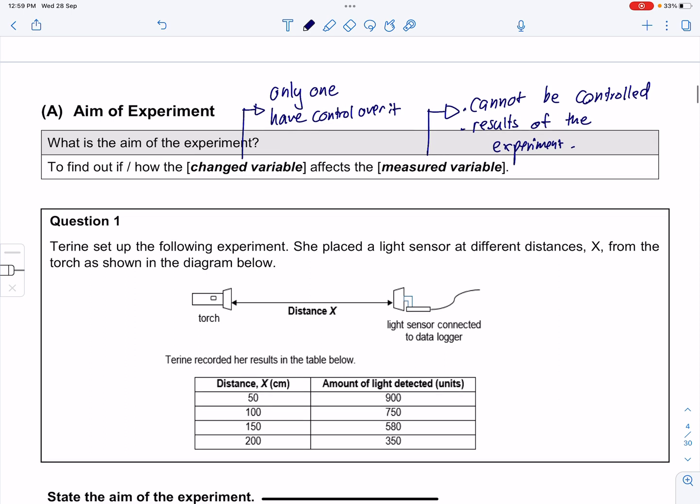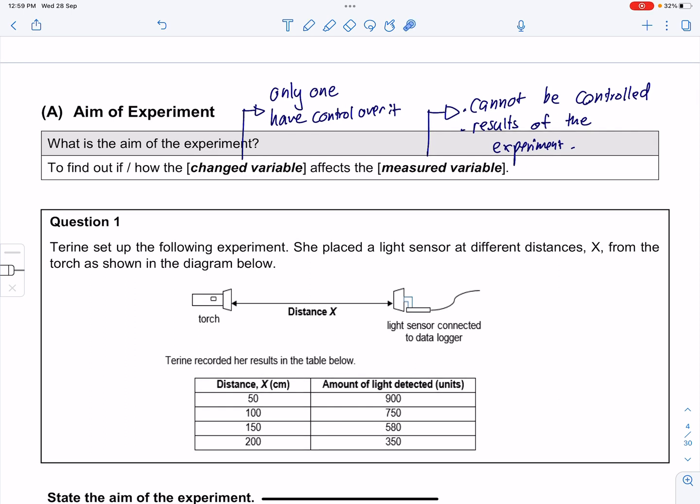So let's take a look at a question to help us better understand. Whenever you have an experimental question, the first thing you do is always to identify the change variable and the measured variable. That's very important. Okay? So Terene set up the following experiment. She placed a light sensor at different distances from the torch as shown below.